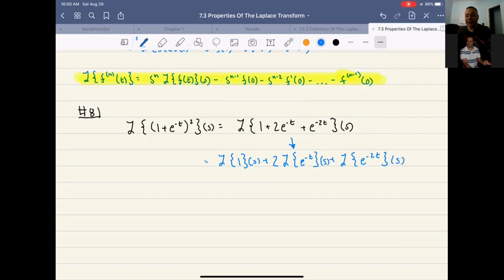Okay, so now let me go ahead and go to Sage Math, and we're going to calculate these Laplace transforms. Give me just a second.